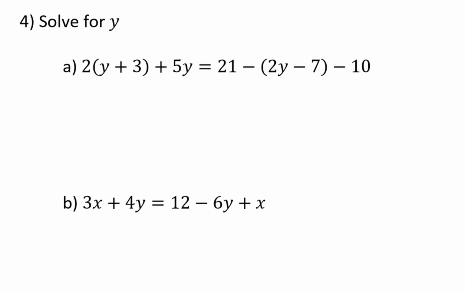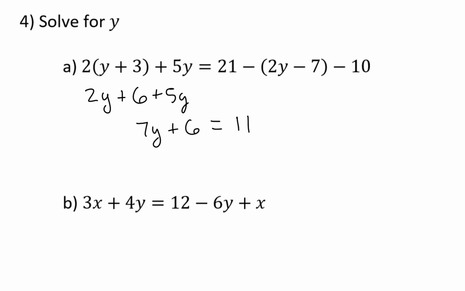This is just really cluttered, so let's clean this up a little bit. Certainly we can use the distributive property to rewrite the left-hand side as 2y plus 6 and then plus 5y. I've got 2y and 5y, so let's go ahead and collect those like terms. We'll write 7y plus 6, and that equals. Now over on the right-hand side, I'm looking at the 21 and the minus 10, so I think I'm going to collect that up as an 11.